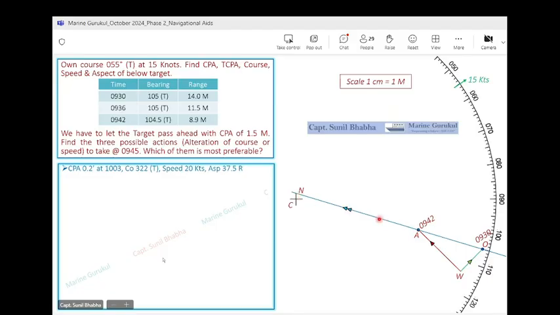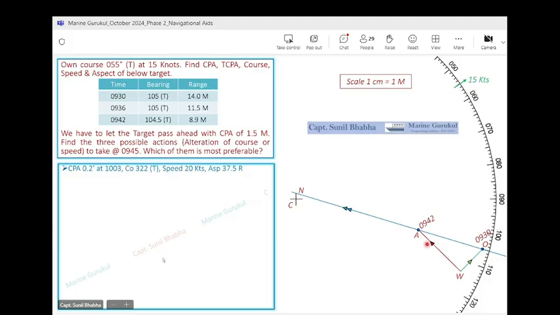We can also find the time to CPA. How can we do that? We measure alpha to November distance, alpha to November divided by Oscar alpha multiplied by the plotting interval, which is 12 minutes. So ship has covered Oscar to alpha distance relatively in 12 minutes. We have to cover alpha to November, and by interpolation we find out the time, and adding this time to 0942 gives us the TCPA at 1003 hours.